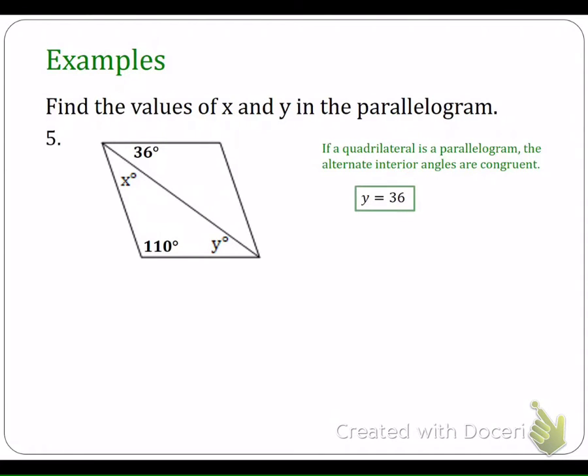Now, this next step, you got to go back before Christmas break. What do you know about the interior angles of a triangle? Yes. They all add up to 180. So once I know that this one's 36 and this one's 110, you can subtract them from 180, and that's what x equals. You can subtract those two measures from 180 and you should get your value for x.